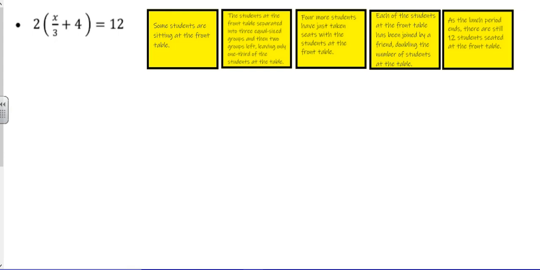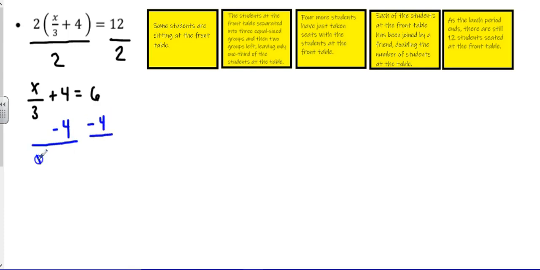So to solve this equation, I want to, again, work backwards. So I start with what happened last, so this doubling. So my first step is going to be to divide by 2 on both sides of my equation. I'm going to represent it like this. That leaves me over here with x divided by 3 plus 4 equals 6. My next step is going to be to subtract 4 on both sides of my equation. So I have x divided by 3 equals 2.